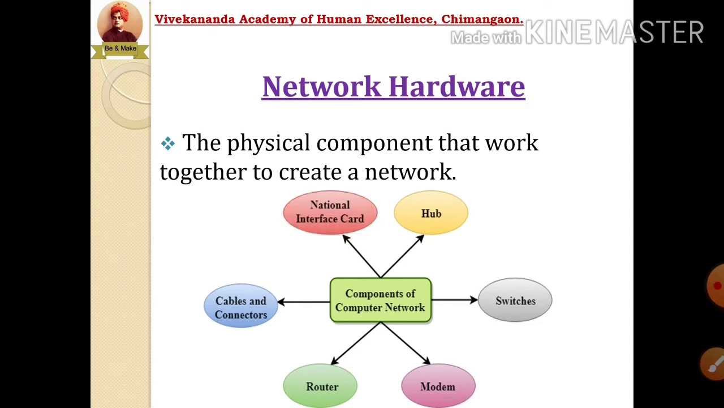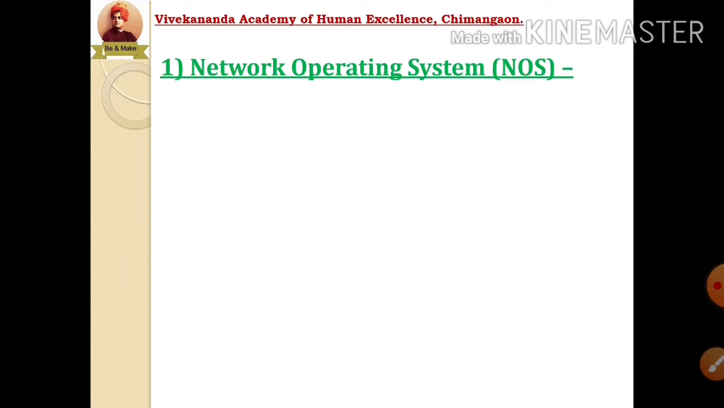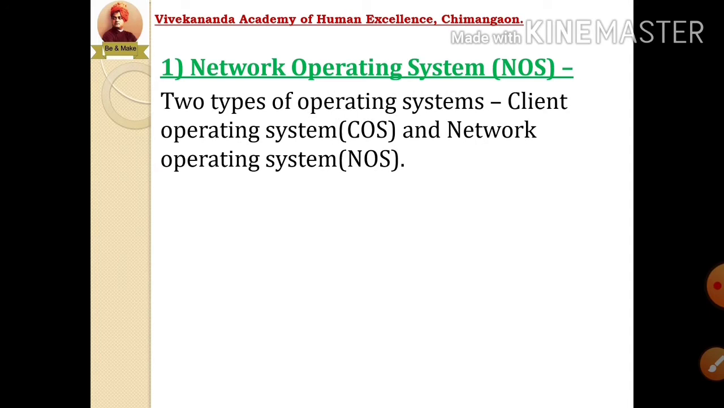So now let us move to our first part of network hardware, that is network operating system, also known as NOS. There are two types of network operating system. First is client operating system, also called COS, which is generally installed at the client computer so that the computer will get connected in a network. And another is network operating system, also called NOS.